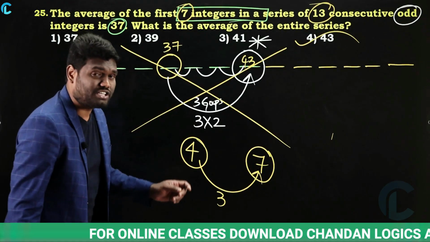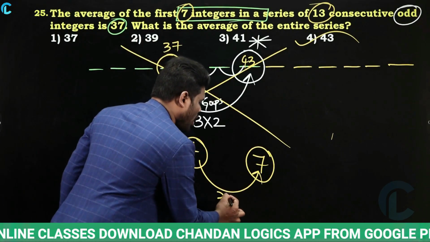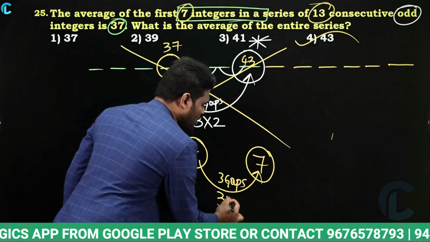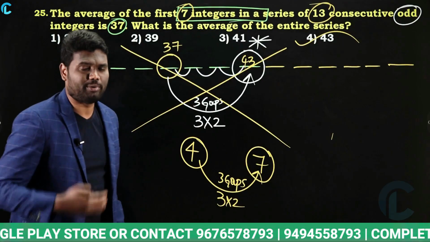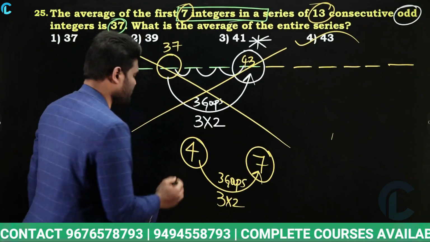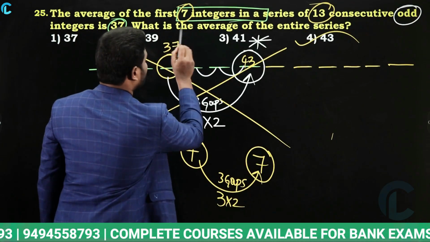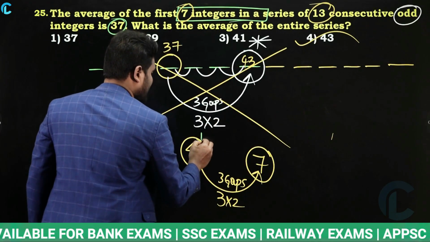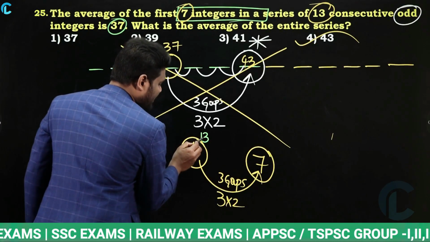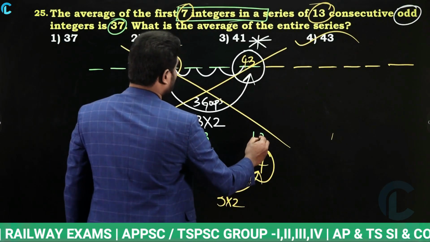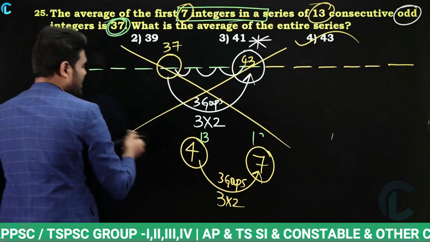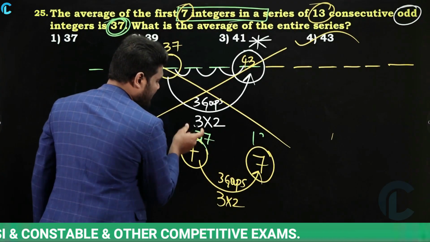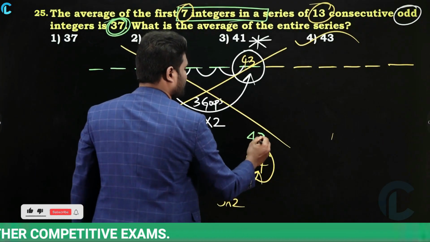Yes or no? But the question is about odd numbers. As the question is about odd numbers, you will have 3 gaps, so it is going to be 3 into 2. Why? Because each and every odd number will have a difference of 2. For 7 consecutive numbers, the average is 13. If this number is 13, now this number should be 13 plus 6, which is nothing but 37. If this number is 37, then this number is going to be 37 plus 6, which is 43.